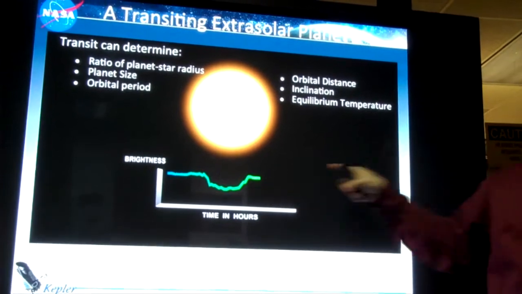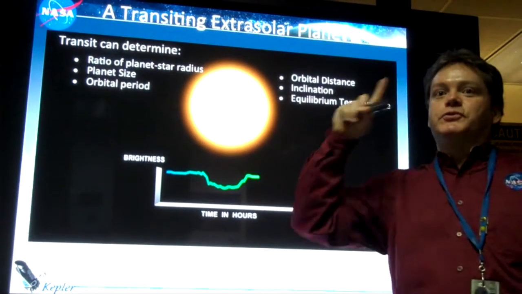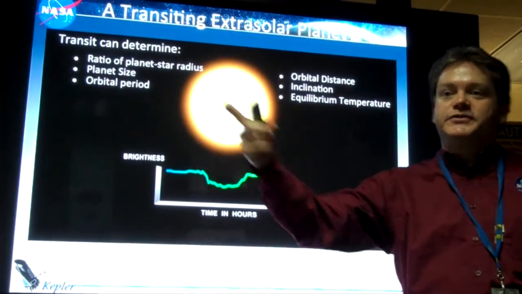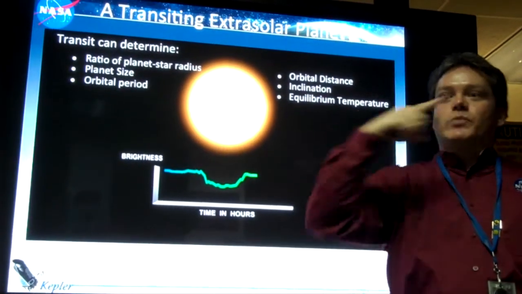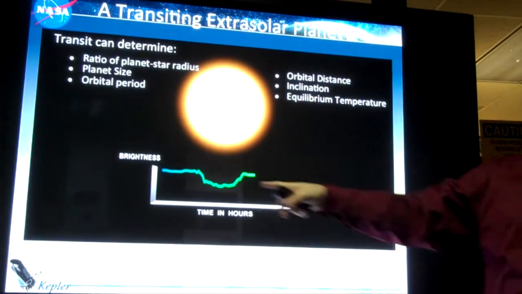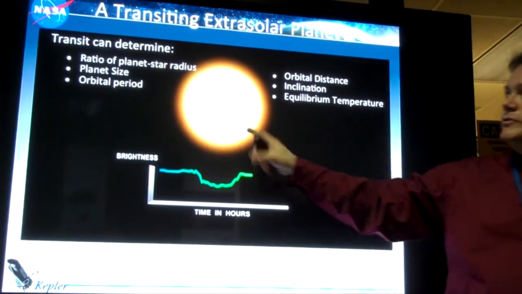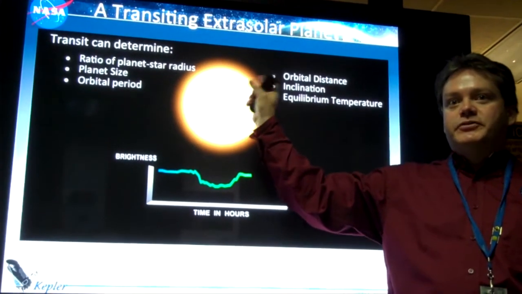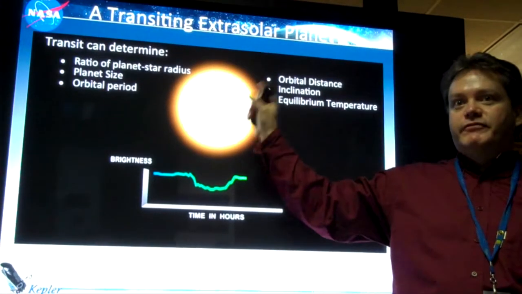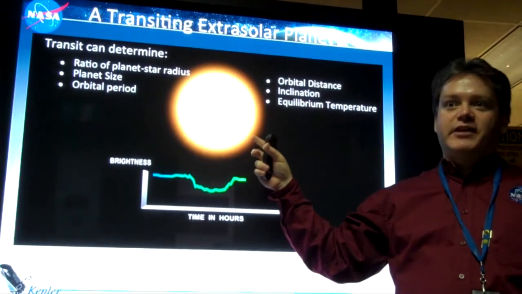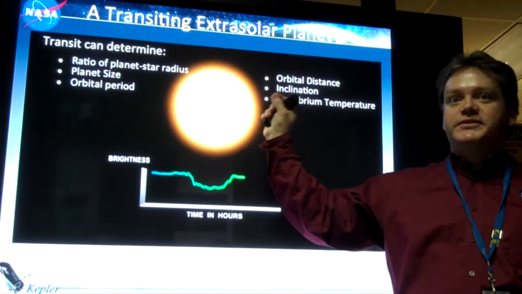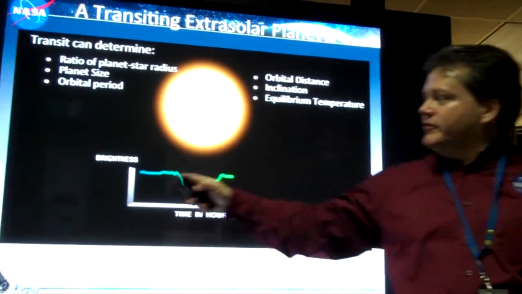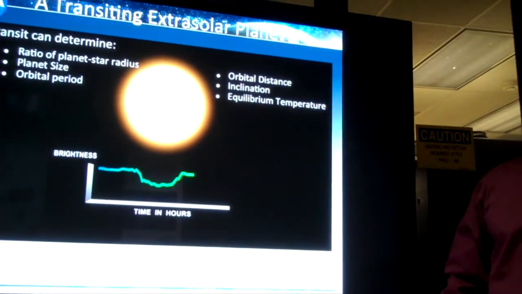How often these dips happen tells us how often that planet goes around its star, so we know how long its year is. Using Kepler's laws, we can figure out how far away it is and whether it's in the habitable zone. The depth of this curve tells you the ratio of the size of the planet to the size of the star. So if you know properties about the star itself, you can estimate the size of the star, and knowing that ratio, you can actually estimate the size of the planet. So we get a lot of information out of these light curves.